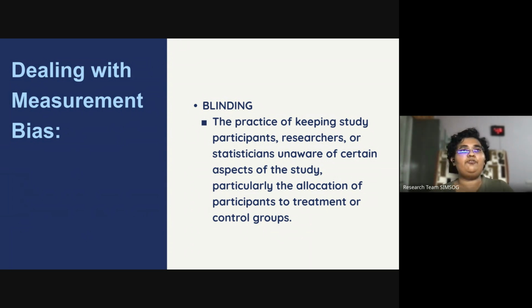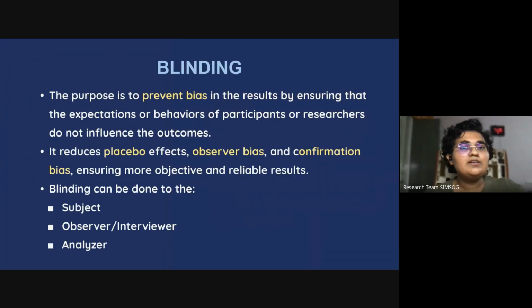So they don't know if, for example, I am again checking for the efficacy of a new treatment for cervical cancer. I have two groups, a control group and my case group. In one group I'm giving the placebo drug and in the other group I'm giving the new drug. So in blinding, either the participants or the researchers or the statisticians don't know which patient has which drug. So how does this help?